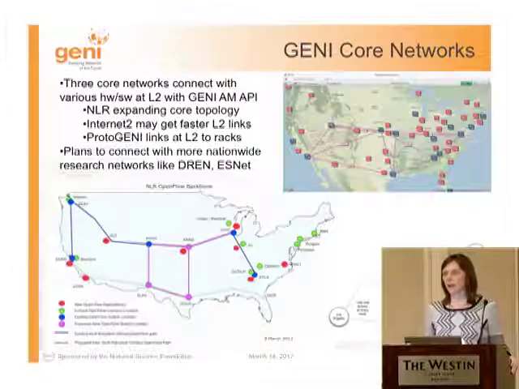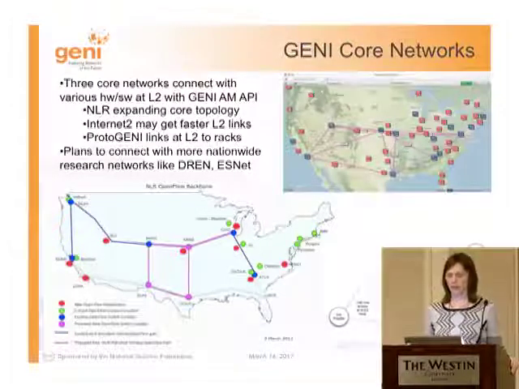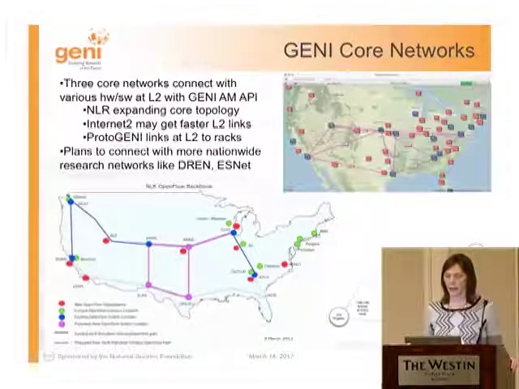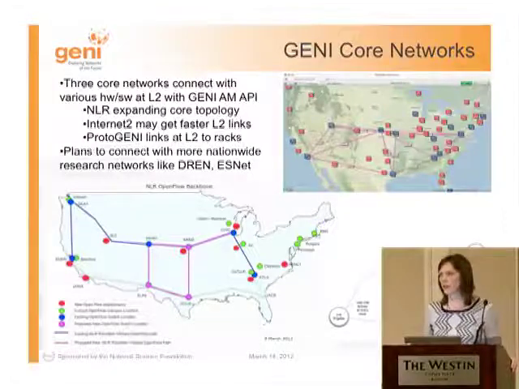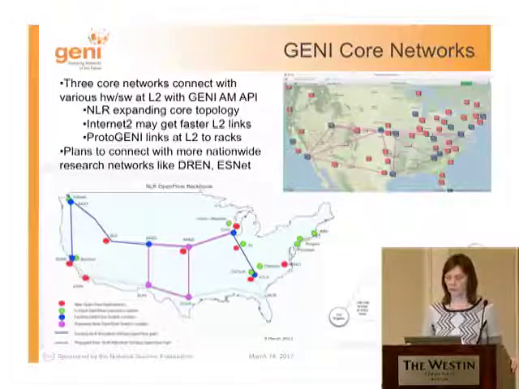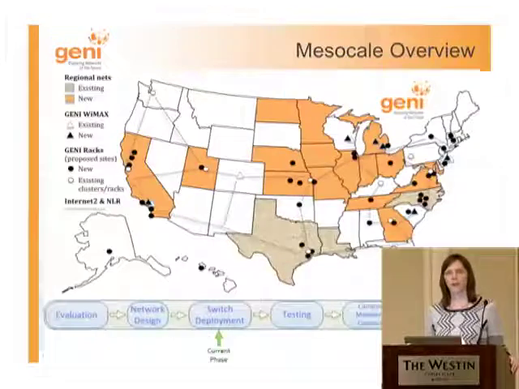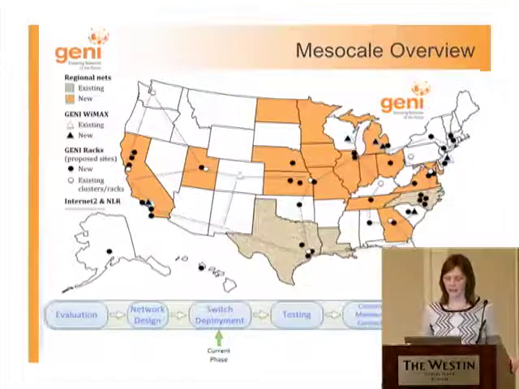NLR is expanding the topology, so you'll see a little bit more interesting things you can do on the NLR side. Internet 2 is looking at increasing the link speed on the L2 links so that you can have access to the higher speed Internet 2 layer 2 service. And Proto-GENI, like I said, is using L2 links to go to GENI racks. So we hope to have a lot of dynamic things to tell you about next time with the stitching, which is also coming along, and there'll be some sessions on that at this GEC.